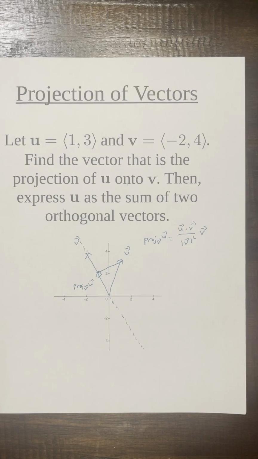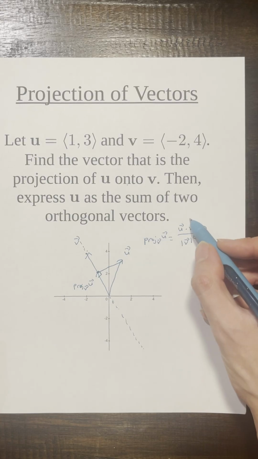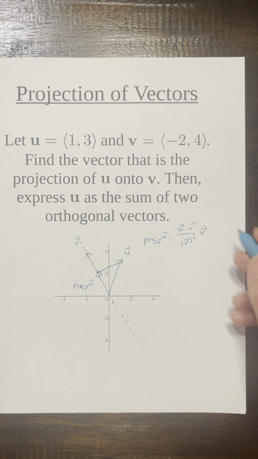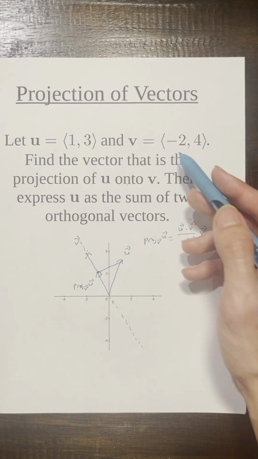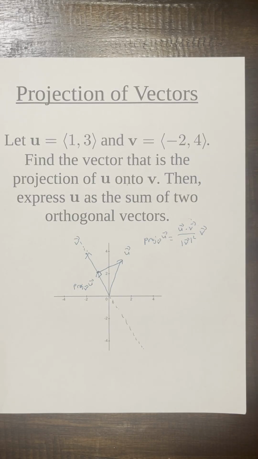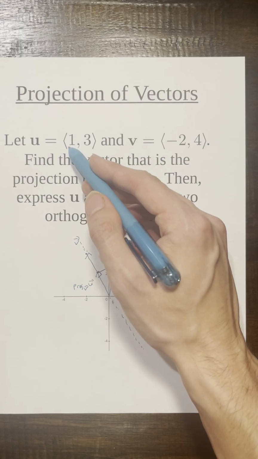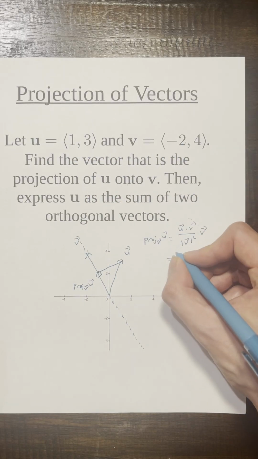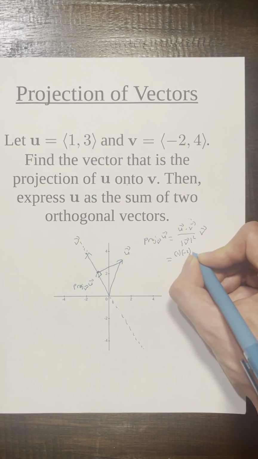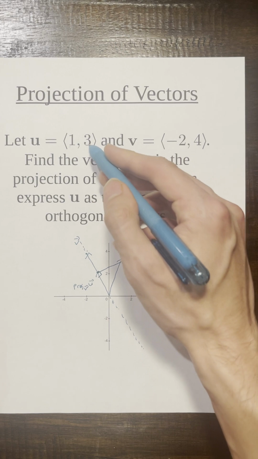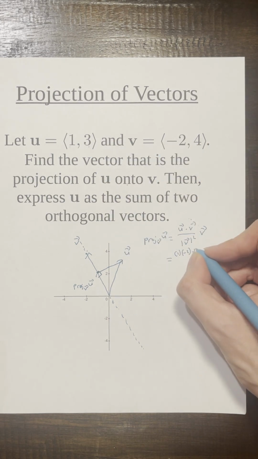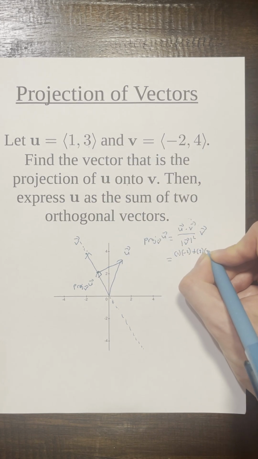So how do we do that? Let's start with the dot product. How do we find the dot product of u and v? The dot product is going to be x component times x component, so 1 times -2 plus y component times y component, so 3 times 4.